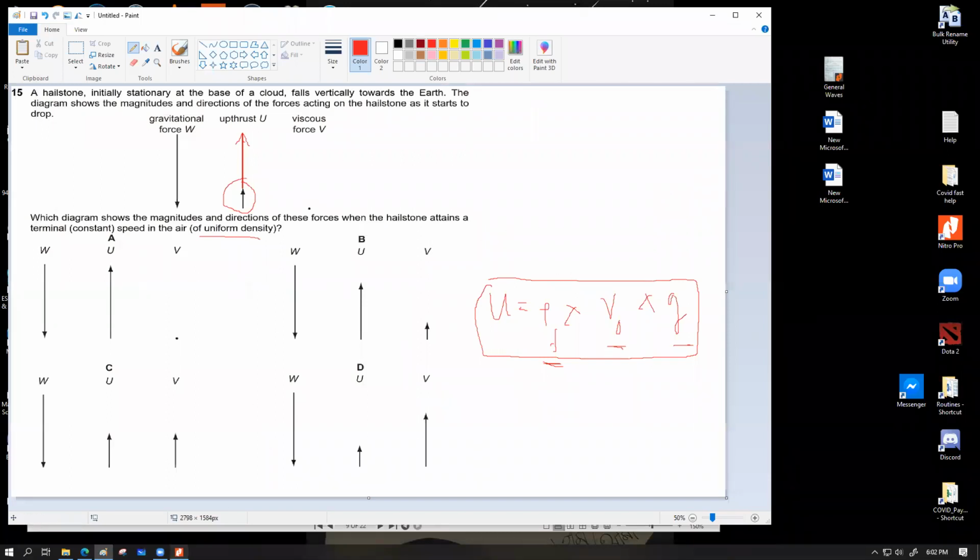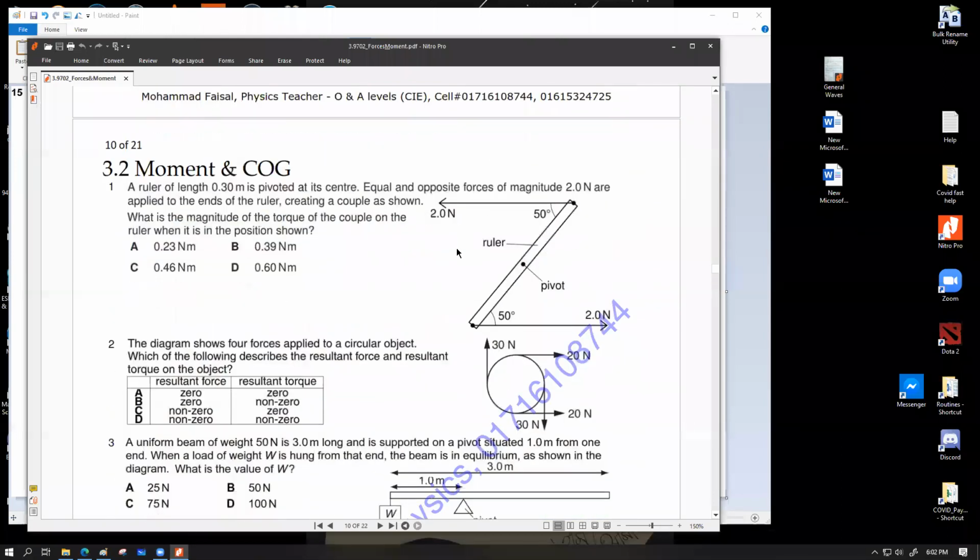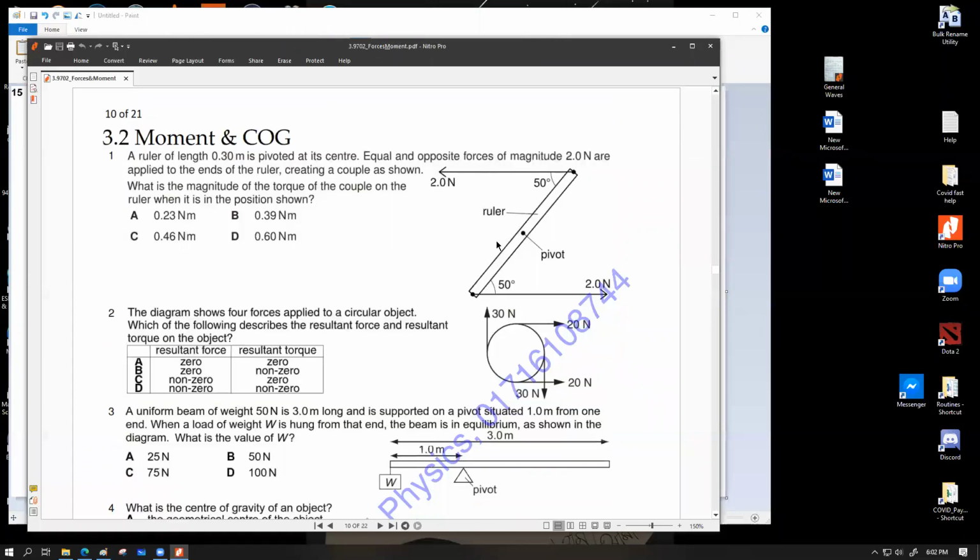Understood? I hope so. So we're going to start 3.2. Any question from page number 10? Anyone? Sir, 1.